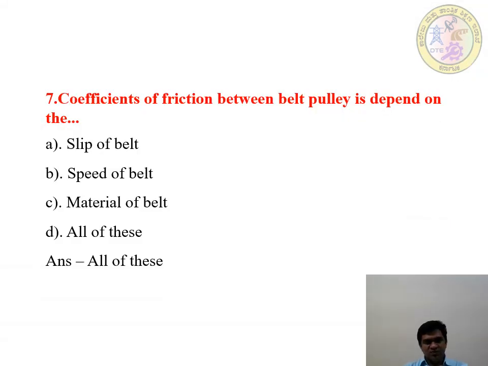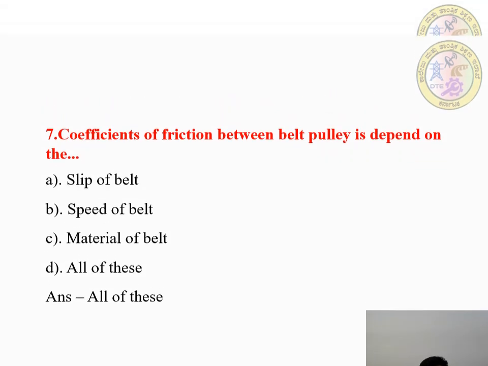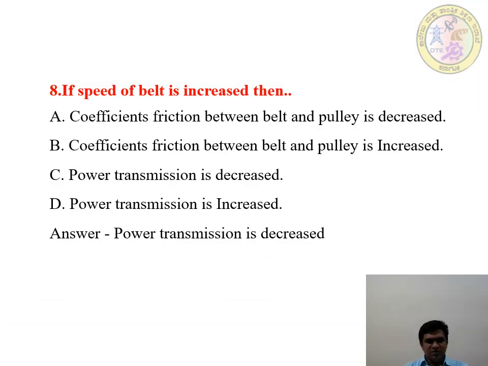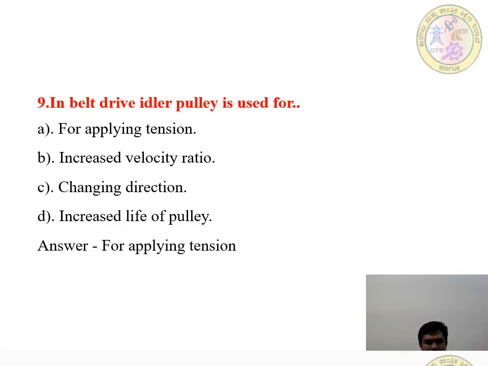The coefficient of friction between belt and pulley is dependent on all of these: slip of the belt, speed of the belt, material of the belt. If the speed of the belt is increased, then the coefficient of friction between belt and pulley is decreased. Power transmission is decreased if the speed of the belt is increased.